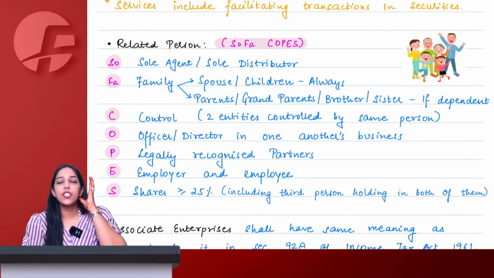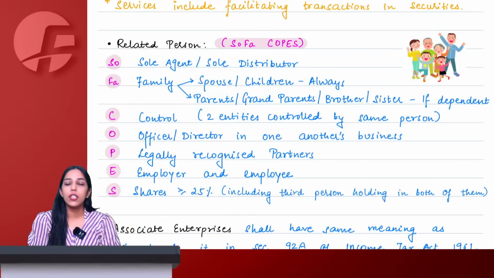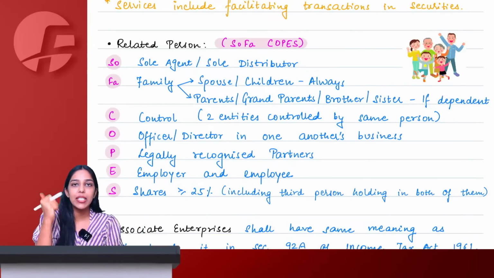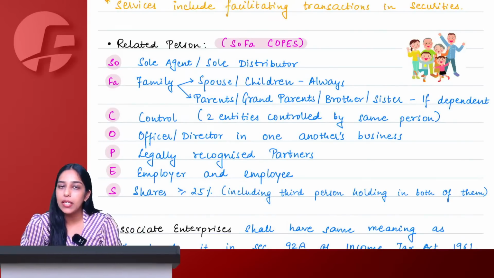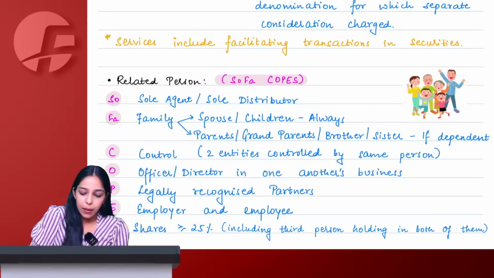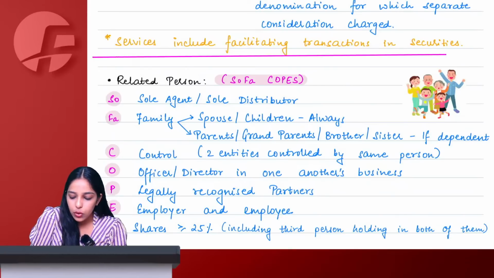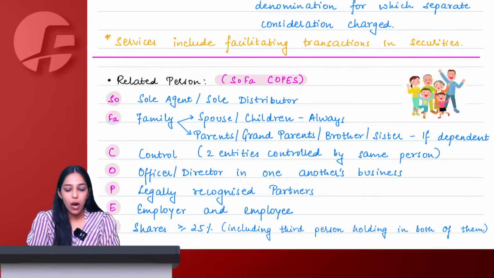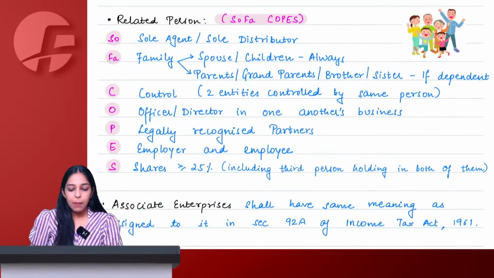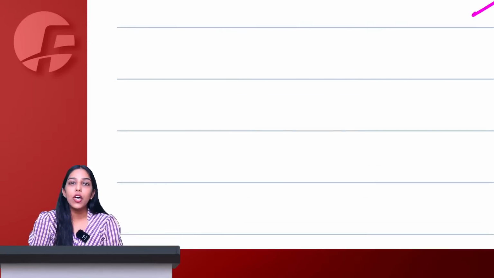Chalo. Is the definition of goods and services absolutely clear to us, along with the meaning of money, security and actionable claim? Right, ma'am. Now moving on to the next definition, which talks about related person. Ma'am, why do we have to understand the meaning of related person?